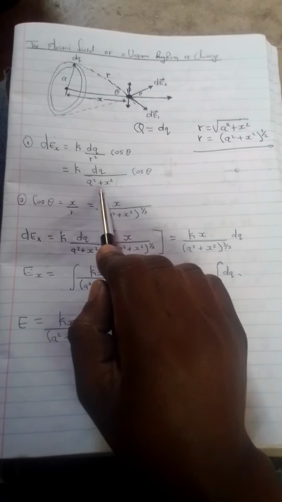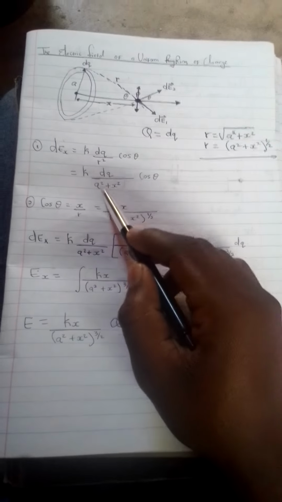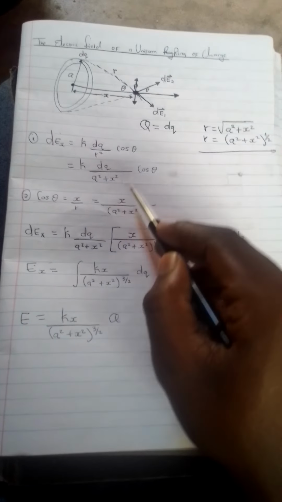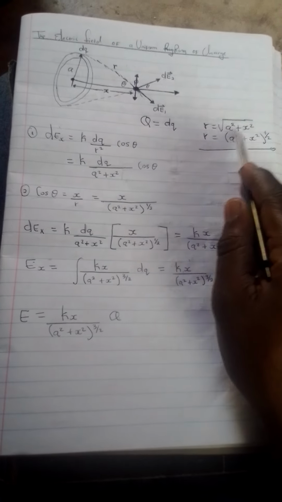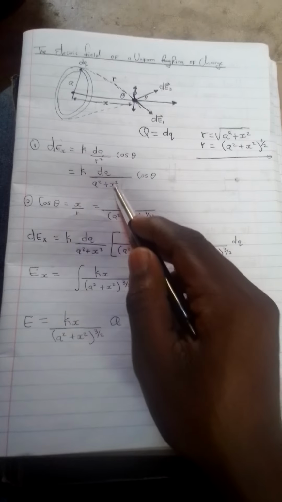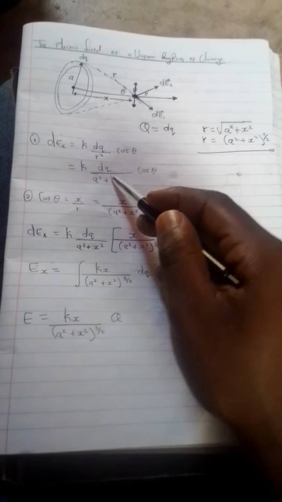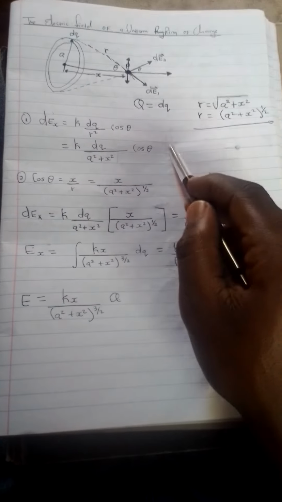Then I went back and wrote k dq over a squared plus x squared. Okay, the only reason I'm squaring it is because I said that r is equal to the square root of a squared plus x squared. And then when I put this squared, the square root squared cancels the square root, and then I am left with a squared plus x squared cosine theta.